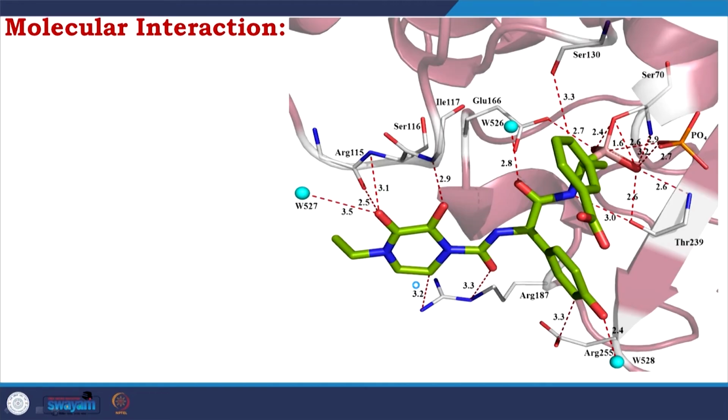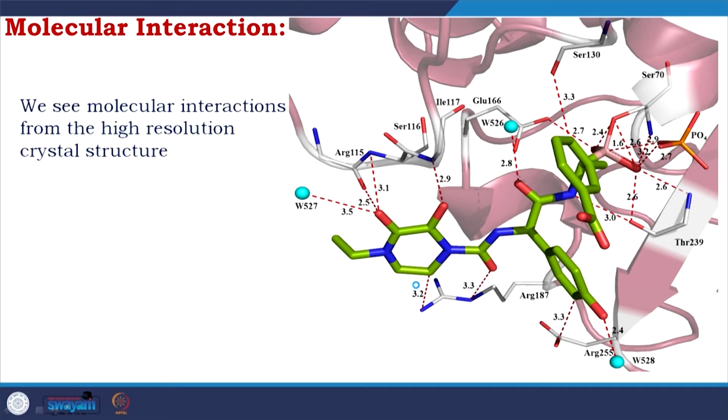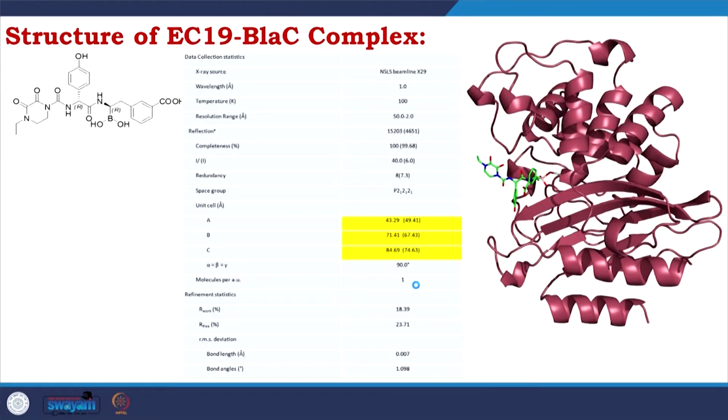This is the molecular interaction. What we see here are molecular interactions from the high resolution crystal structure which we found. So, what was the resolution? You could go and check here, you will see this is 2. So, we have collected the crystal at 2 angstrom resolution.